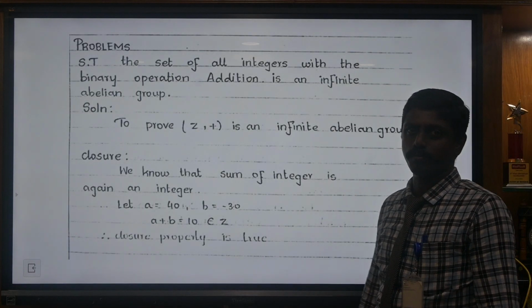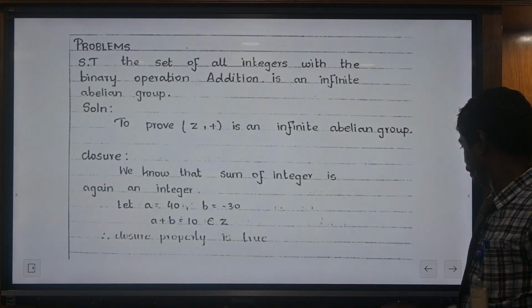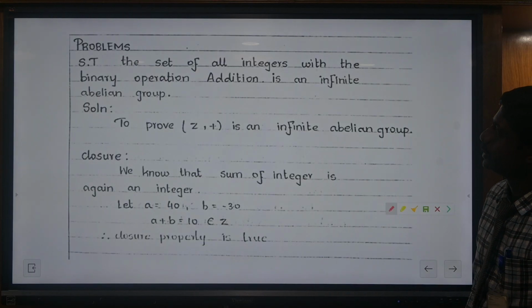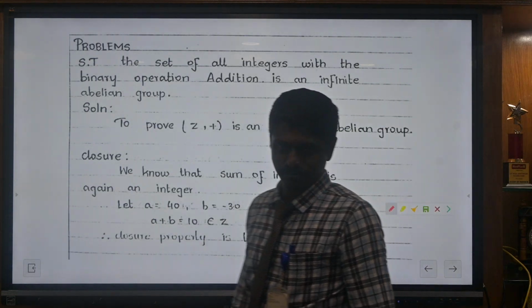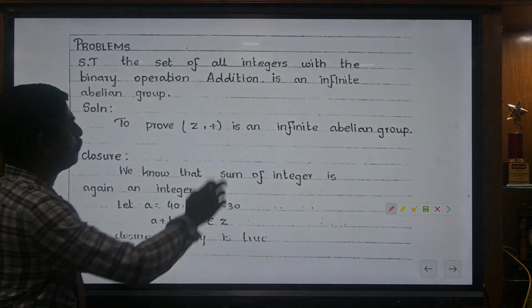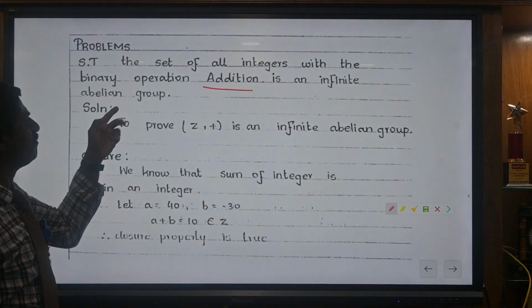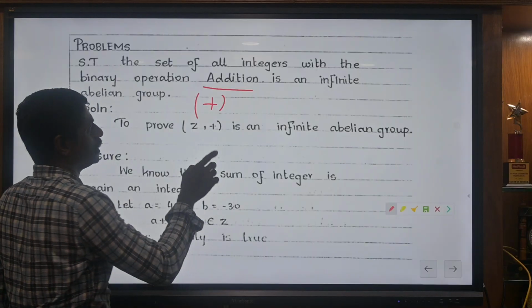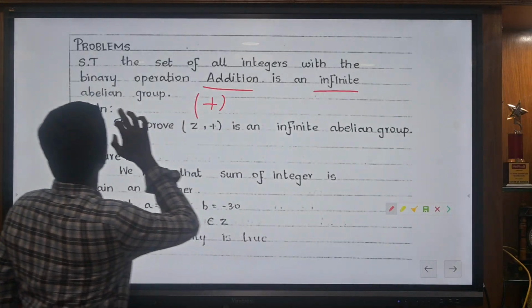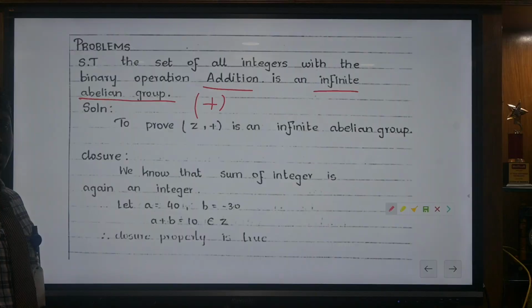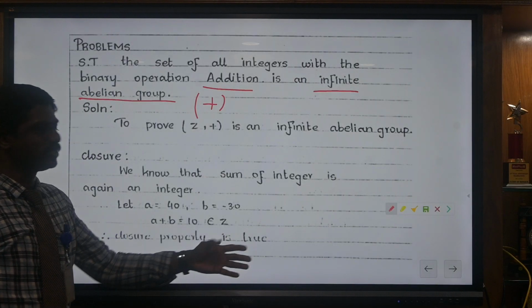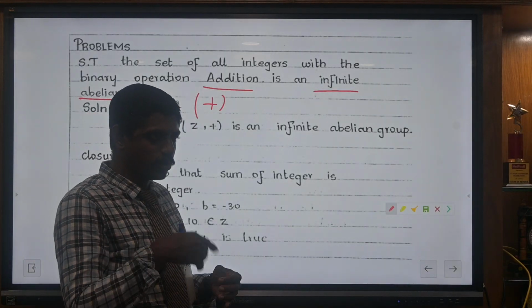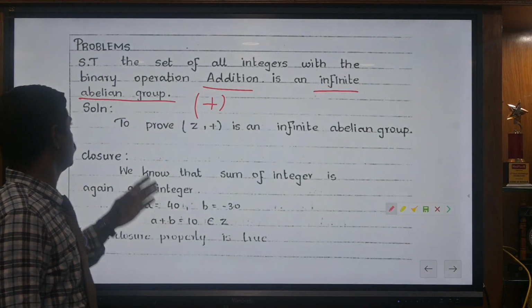Next, let us see the problems in group theory. First one: show that the set of all integers with the binary operation addition is an infinite abelian group. Note the point, here the operation is plus, and this is an infinite group. You have to prove it is an infinite abelian group. We just saw the definition of an abelian group. First you satisfy the four conditions, and one more condition, A star B equals B star A. We will prove one by one.